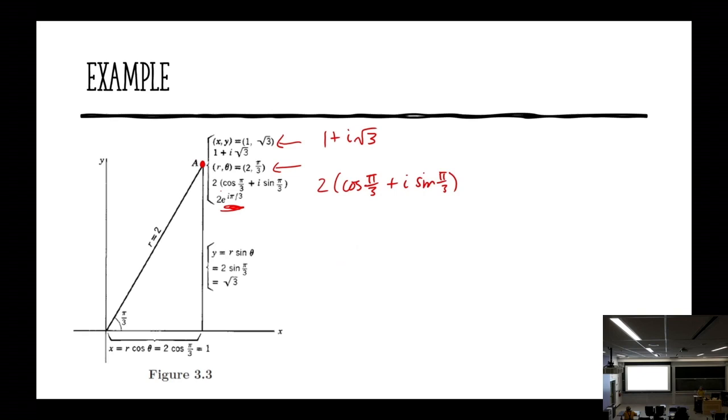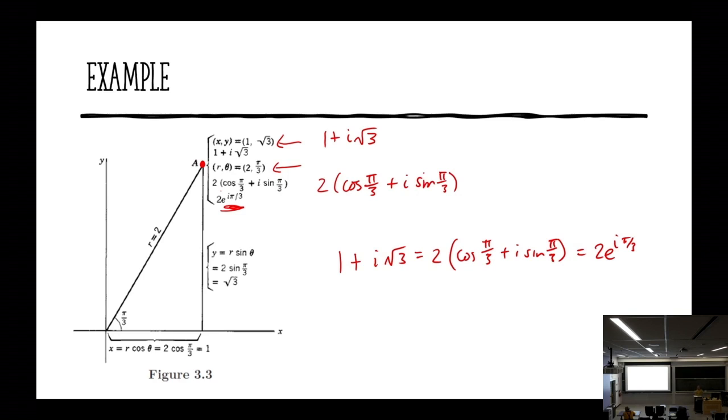So we have this point in a polar or complex plane. So we have 1 plus i square root of 3 equals 2 times cosine pi over 3 plus i sine pi over 3. And that's equal to 2 e to the i pi over 3. So this gives us several ways to label that point. And depending on your situation, you might find one more convenient than the other.